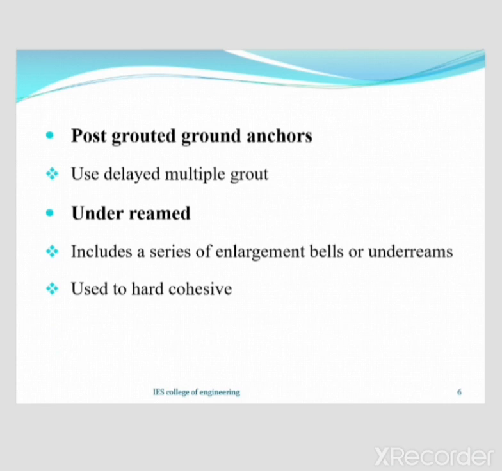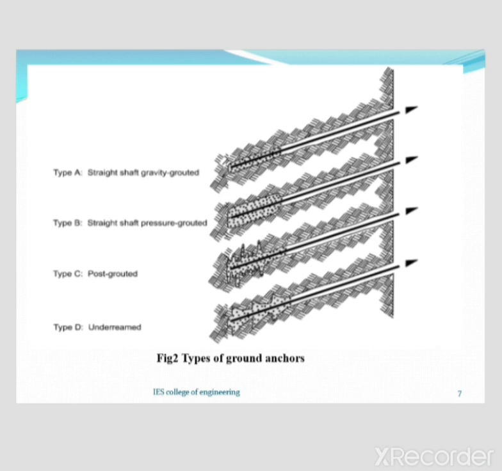Third one, post grouted ground anchors. It is used to deliver multiple grout. And last one, underreamed. Underreamed is used in hard cohesive soil and it includes a series of enlargement bells or underreams. Shown in the figure are the types of ground anchors. First one, straight shaft gravity grouted and straight shaft pressure grouted, third one is post grouted, and fourth one is underreamed.